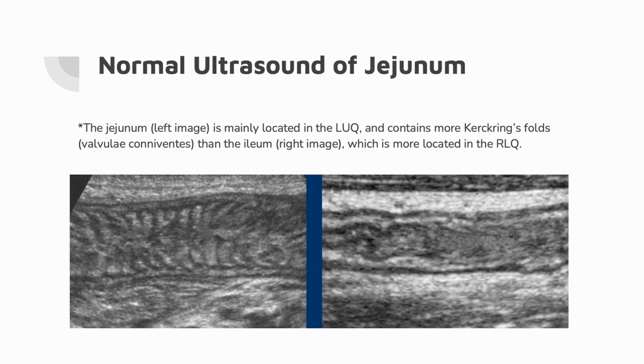Moving on with a depiction of the jejunum, mostly located in the left upper quadrant, as you can see on the left-hand side, and contains slightly more folds than the ileum, which is located in the right lower quadrant, and it's seen on the right image ultrasound depiction.